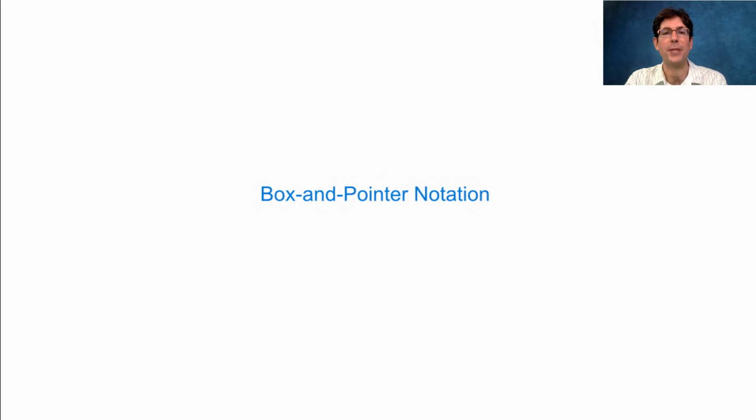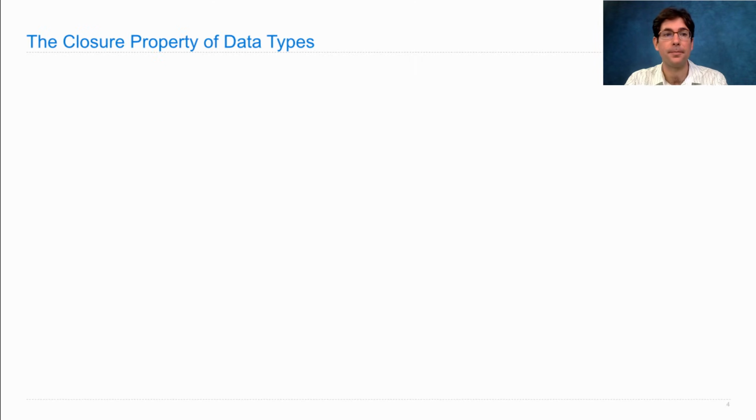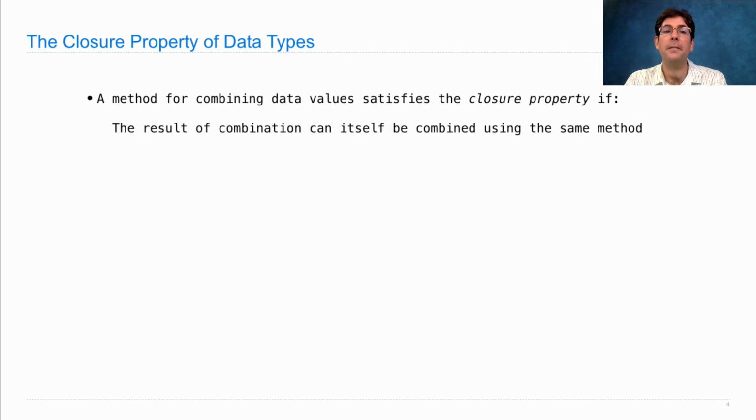Box and pointer notation is a way to represent lists within our environment diagrams. The reason why we need a notation is that sequential data can actually become quite complicated, and that's because of the closure property. A method for combining data values satisfies this closure property if the result of combination can itself be combined using the same method.